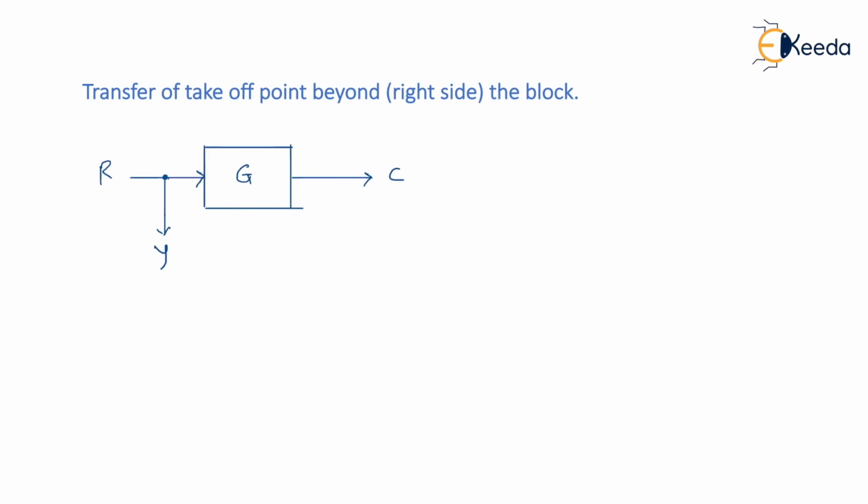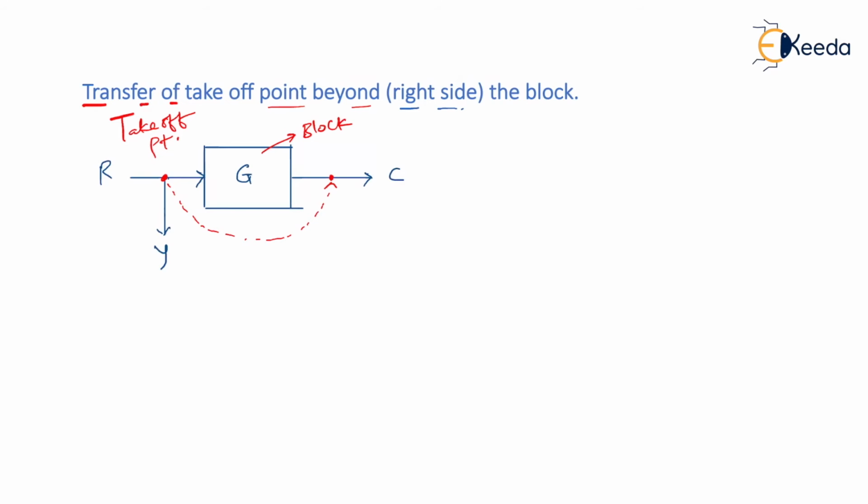So this is another rule we are going to deal with, that is transfer of takeoff point beyond the block. When I say beyond, it means it is right hand side with respect to block. So I'll tell you where is a block, where is takeoff point, etc. First of all, this is called as block and this is called as takeoff point. So what is required is to transfer this takeoff point beyond the block. That is, you have to transfer this takeoff point beyond the block.